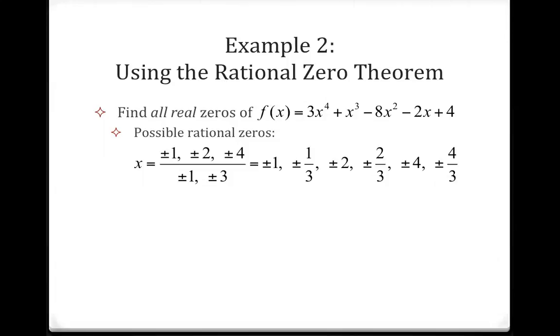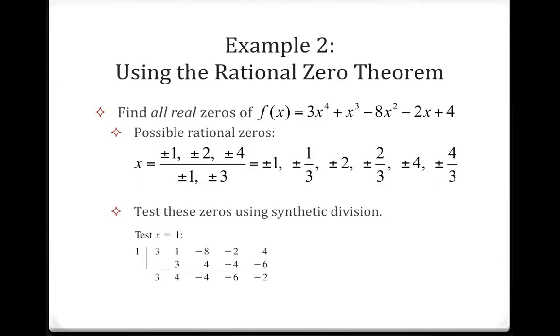All right, so now using that list, we're going to start testing zeros. So maybe I start by testing x equals 1. That doesn't work. I get a -2 for a remainder. So maybe I'll try the -1 instead, and boom, that one works.